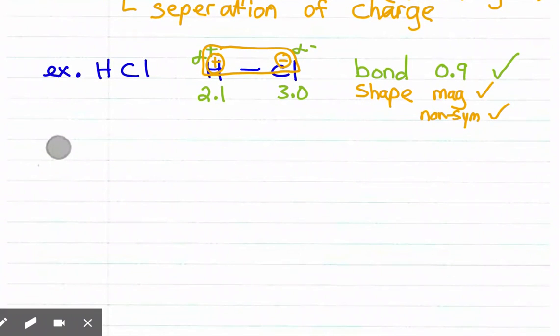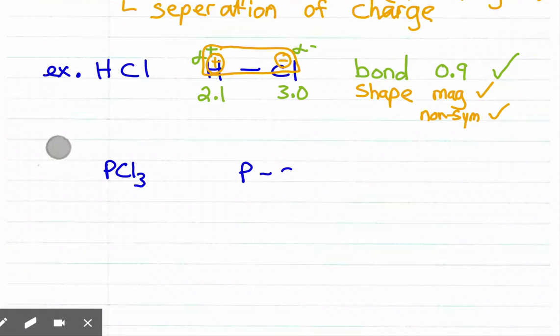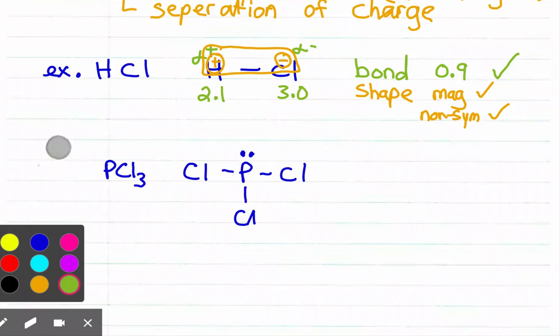Okay, let's do another example. We're going to do PCl3. So I'm going to draw the Lewis structure. You should be able to draw the Lewis structures of these compounds by now pretty quickly. So I'm going to draw the Lewis structure, and then I'm going to look for my bond.